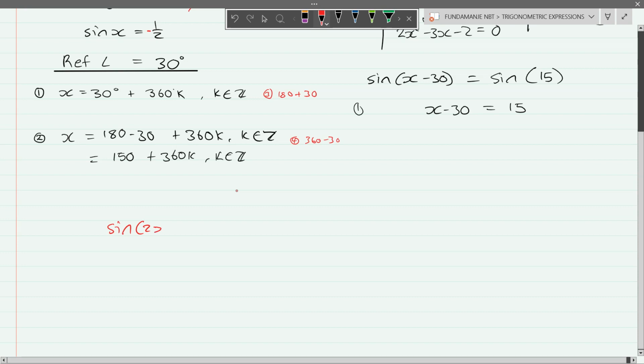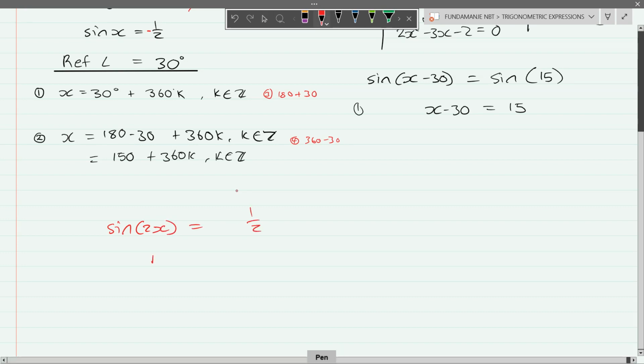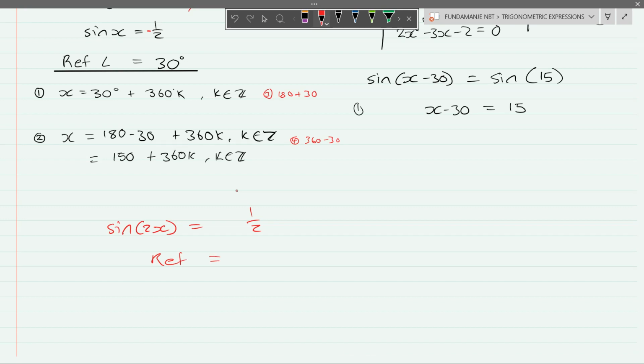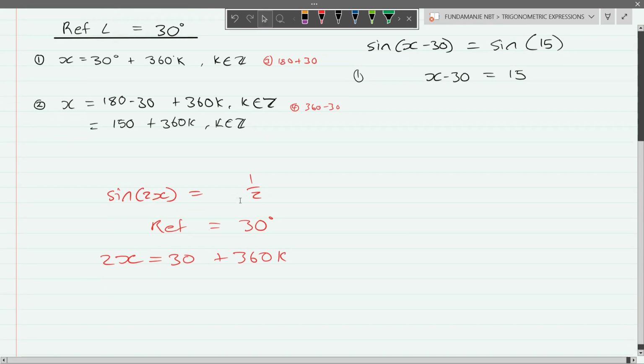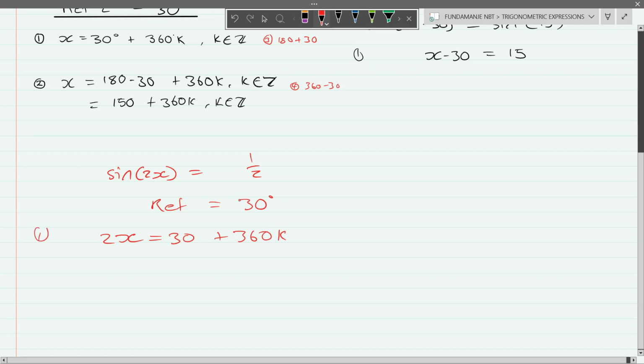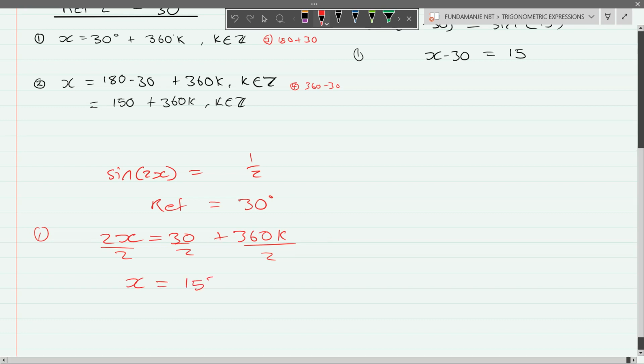Then the last thing to mention would be, if you were to have something like this, sine 2x is equal to minus a half, basically, or a half. Let's just take it like that. The reference angle is still 30 degrees, but now instead of writing x is equal to 30, we say 2x is equal to 30 plus 360k, and then we first simplify this. So this will be the first quadrant answer. We divide everything by 2 to get x is equal to 15 degrees plus 180k.